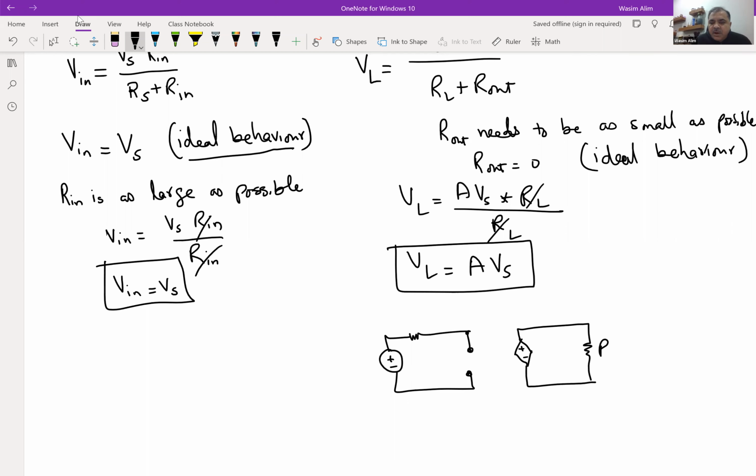So this is the ideal op-amp circuit, right? So you have a load resistor, output voltage, A Vs, Vn, Rs, and Vs. So you would have observed that we have taken out of the equation the output resistance and the input resistance and replaced the input resistance with an open circuit, and a short circuit is replacing the output resistor. So this is the ideal behavior of an op-amp. Okay.